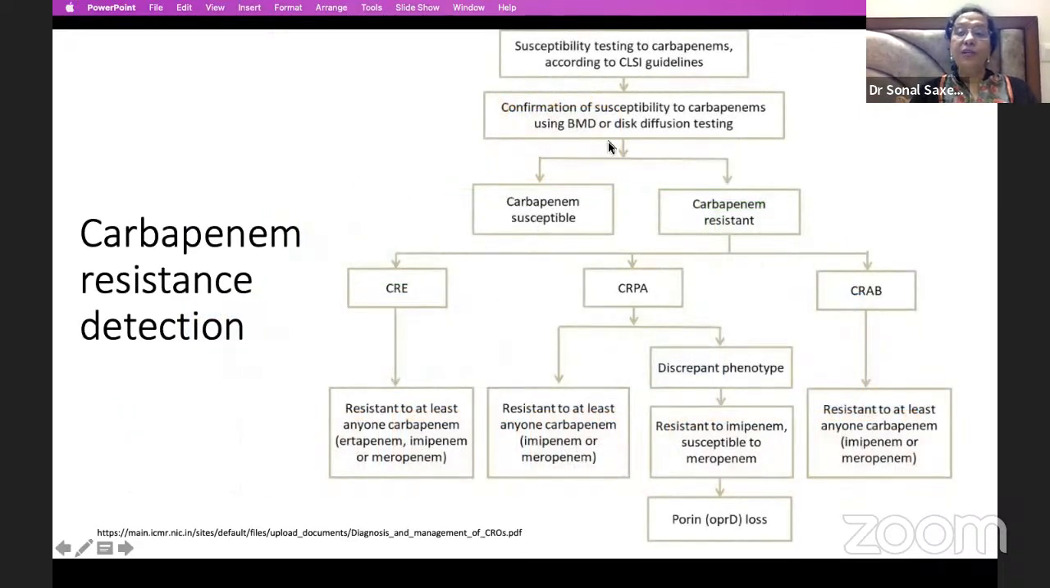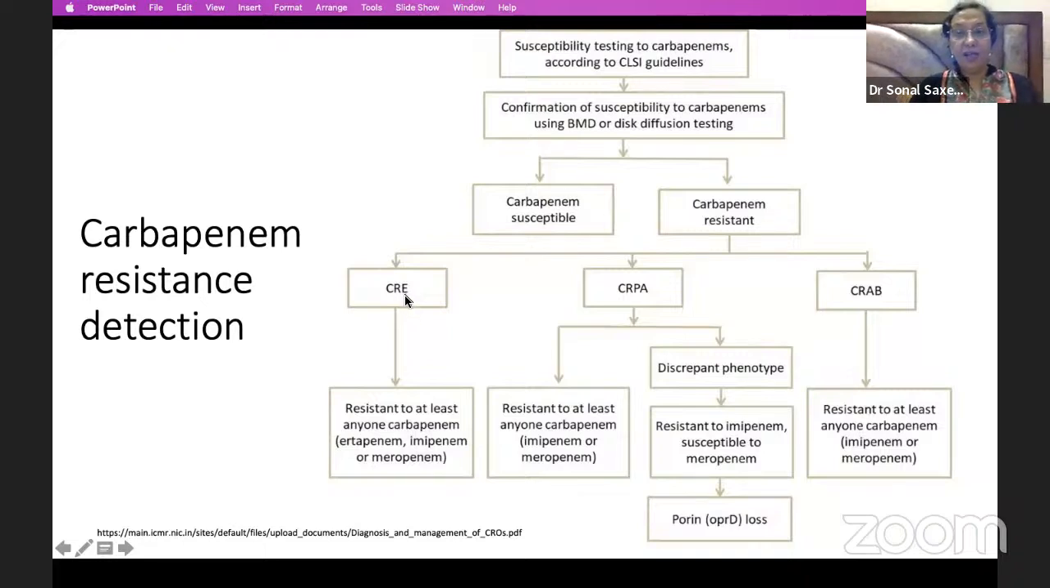So, how do you detect? You detect by susceptibility testing in the normal way as per CLSI guidelines, either by disk diffusion or broth microdilution. And when you find them resistant, it could be a CRAB, the carbapenem resistant Acinetobacter baumannii, or it could be Pseudomonas aeruginosa, or it could be Enterobacterales.